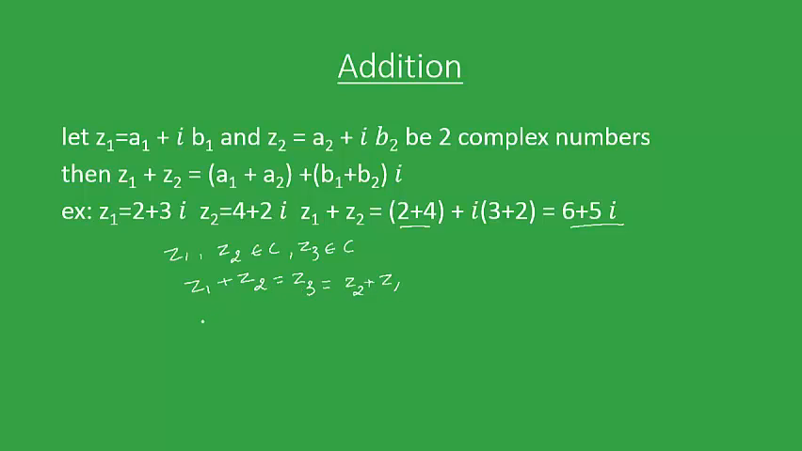The next property is that of associativity. It's simple to follow that z1 plus z2 and then subsequently adding z3 will yield the same answer as if you add z1 to the result of the addition of z2 and z3.